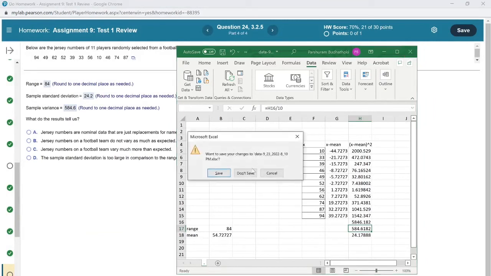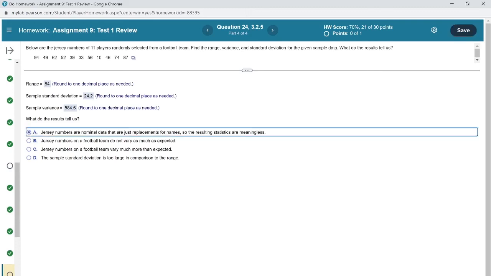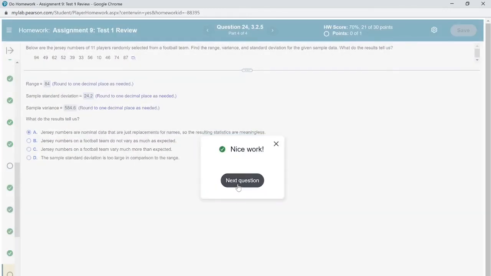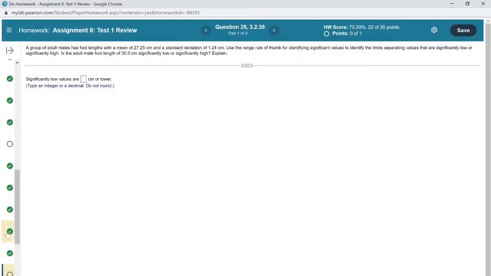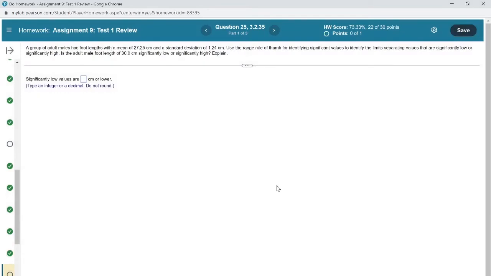So now let's go here. What do the results tell us? One more time, jersey numbers are nominal data that are just replacements for names, so the resulting statistics are meaningless. Though we found so much different information about the data like mean, standard deviation, range and sample variance, it's meaningless for the jersey numbers. Let's go to the next problem.